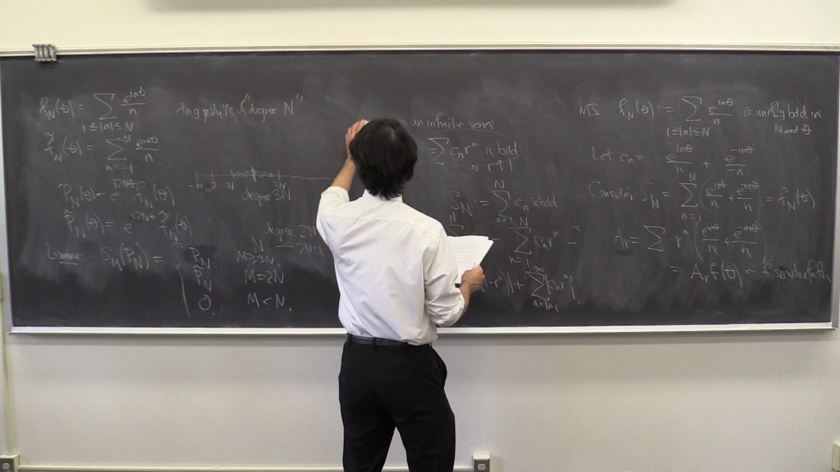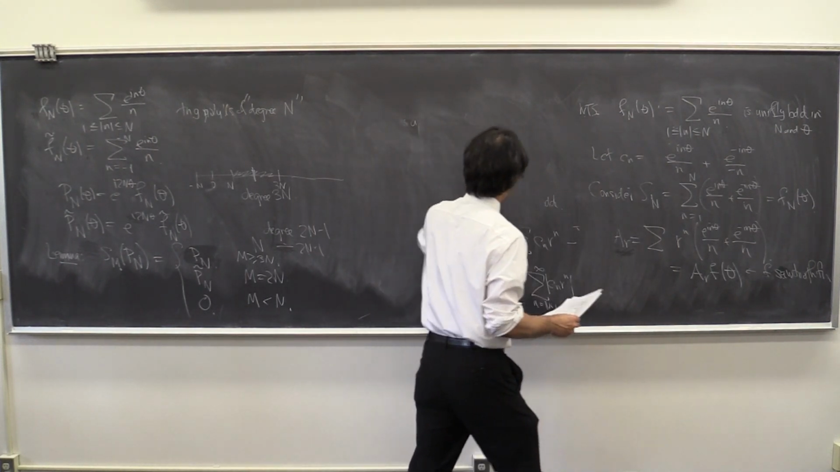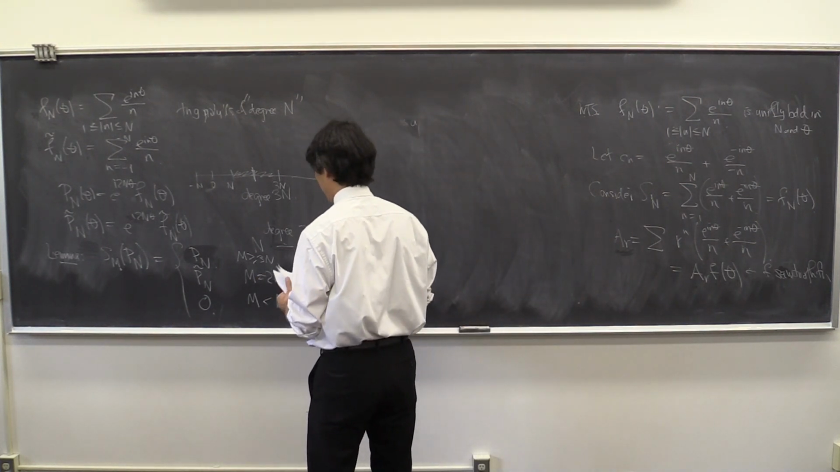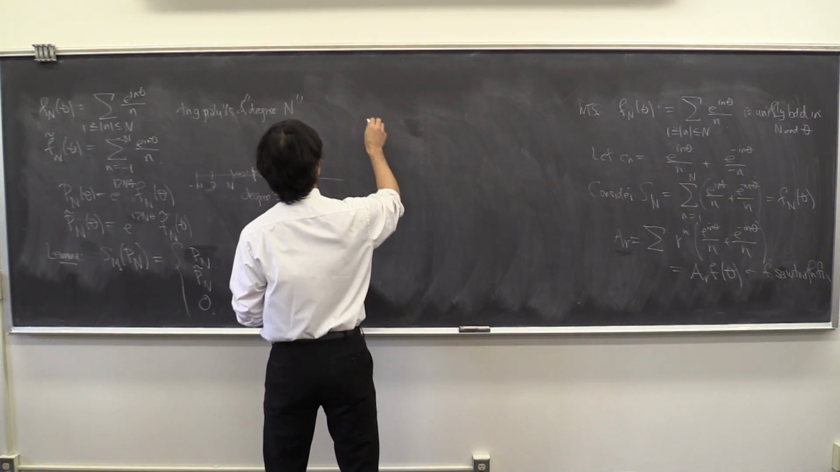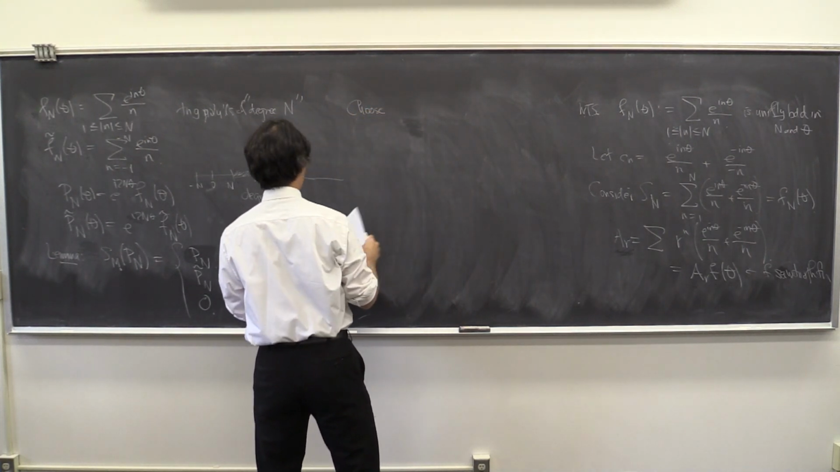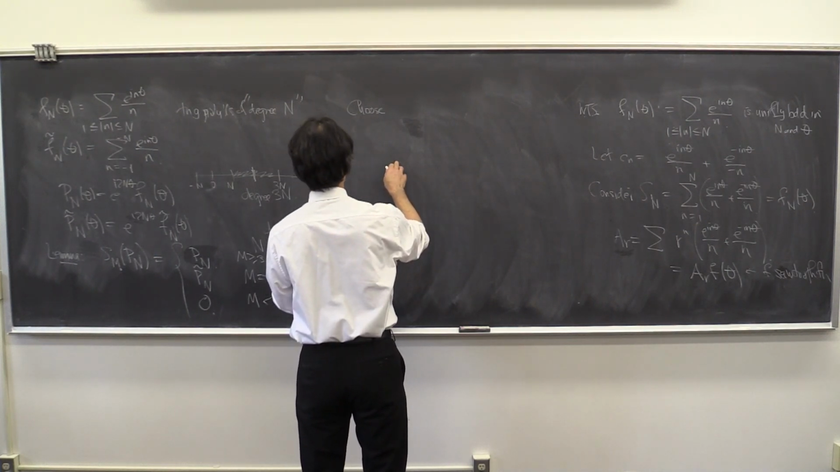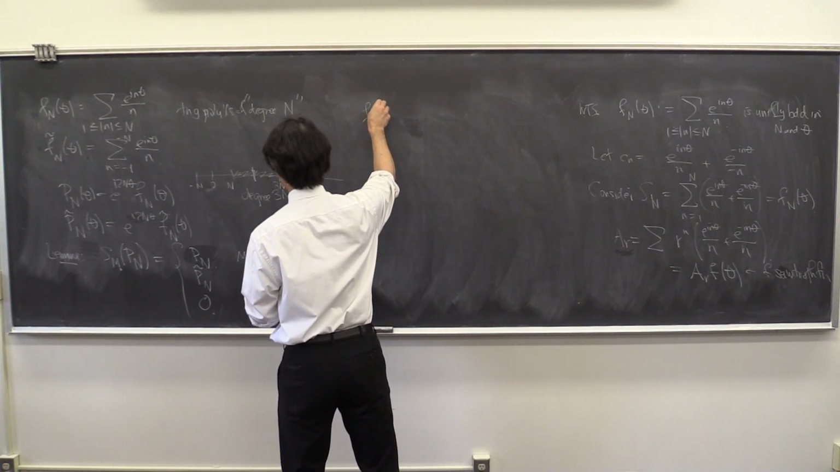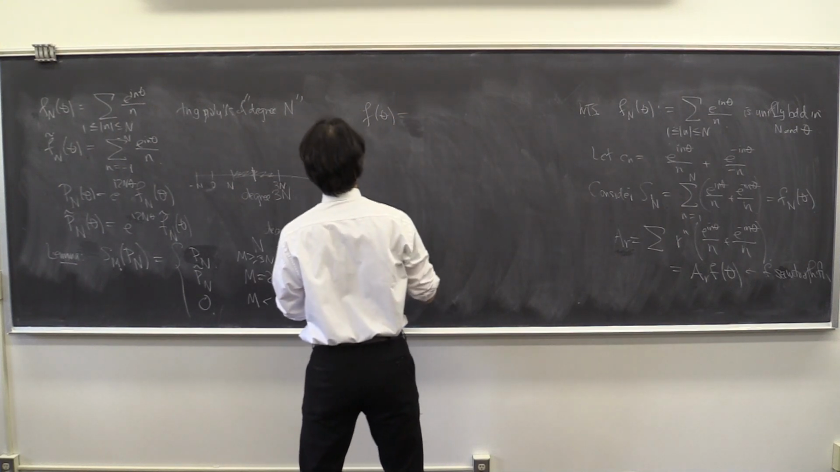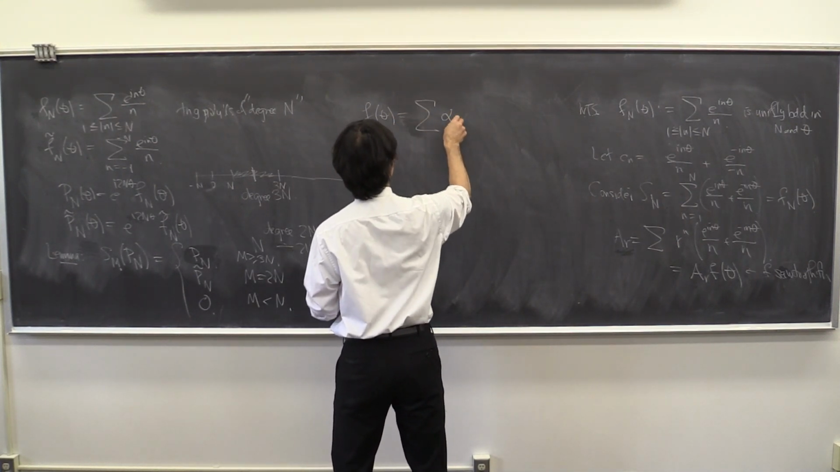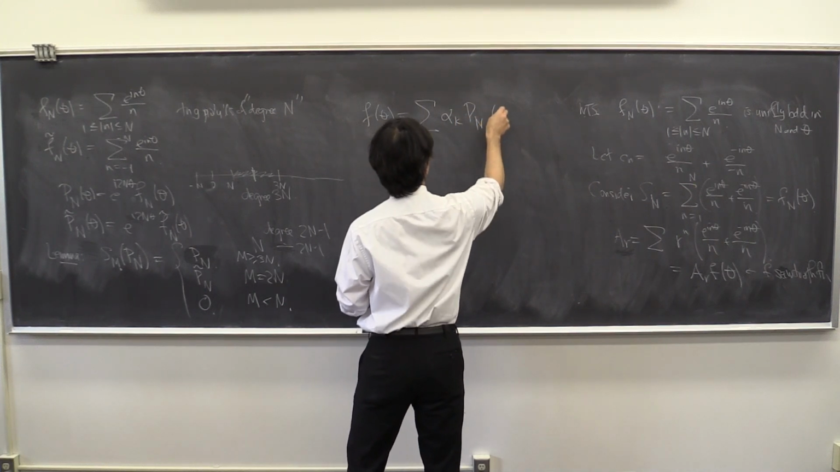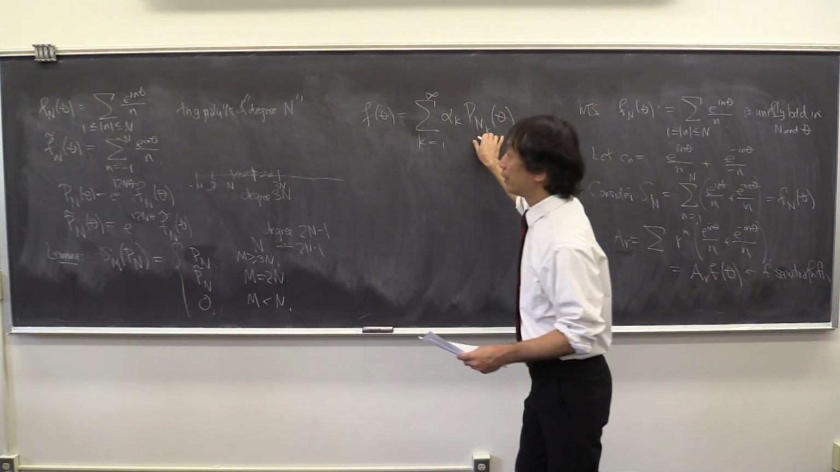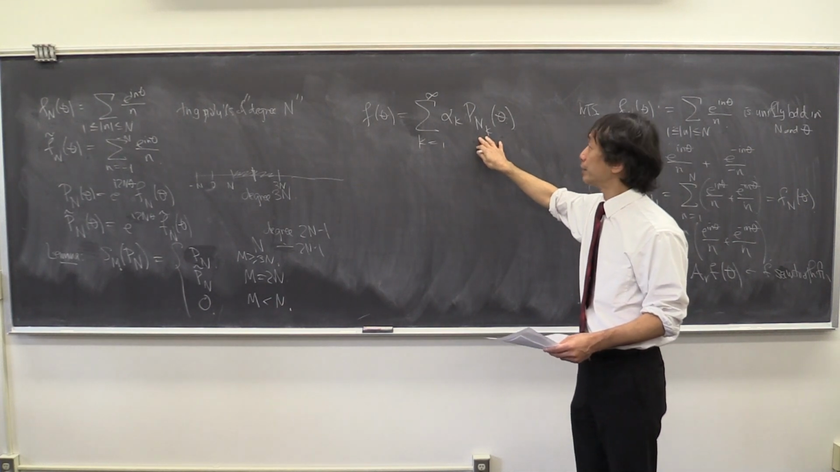Okay. So now we're going to do the construction. So we choose, okay. So what we're going to do is we're going to define f as a linear combination of various copies of the shifted guys. Okay.